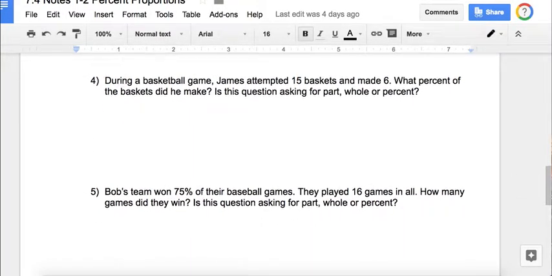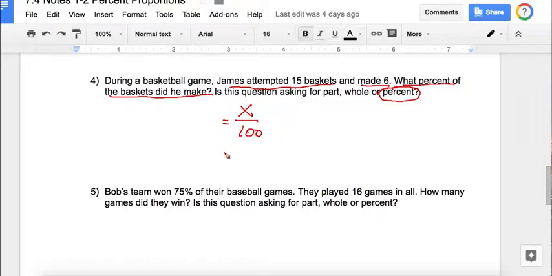During a basketball game, James attempted 15 baskets and made 6. What percent of the baskets did he make? So is this question asking for part, whole, or percent? Hopefully you said percent, so circle the percent, because it said what percent of the baskets did he make? So we're looking for the percent, so x over 100.